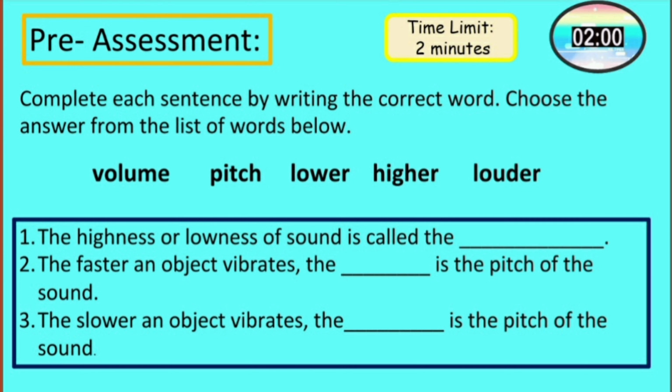Before we proceed to our new lesson, let's do the pre-assessment. You're going to complete each sentence by writing the correct word. Choose the answer from the list of words below. Read each sentence well and choose the appropriate word to complete the sentence. The time limit for this activity is only 2 minutes.